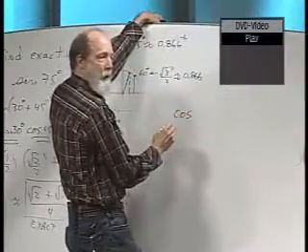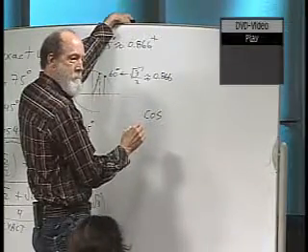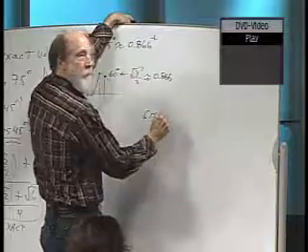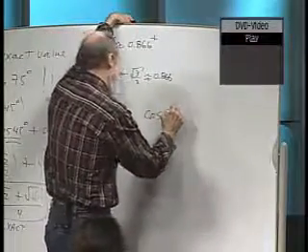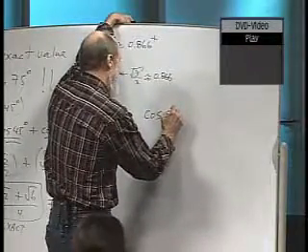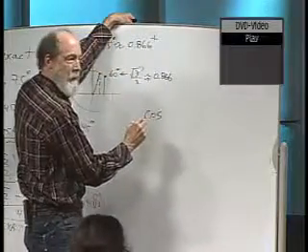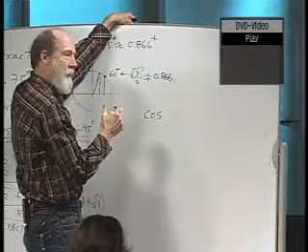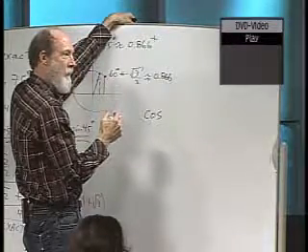Let's try cosine of, how about 150 and 45, 195.